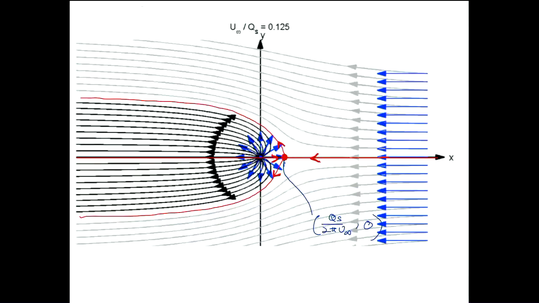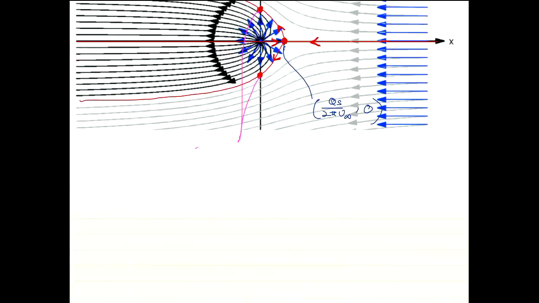Now, there's a few more things which we know. We also know the location of when x equals 0, so you should also label these points when you sketch your streamlines. So that's basically x equals 0, y equals plus minus qs divided by 4u infinity.